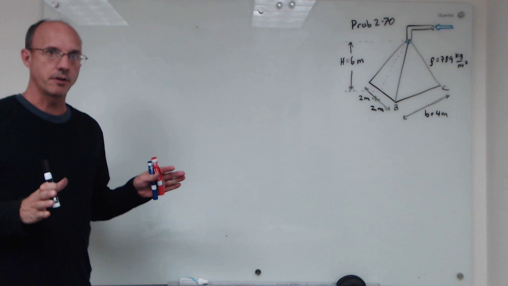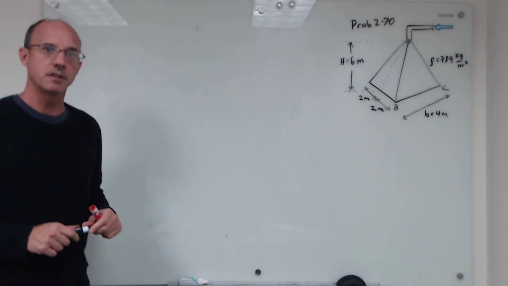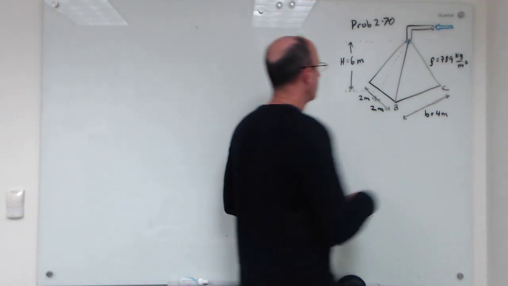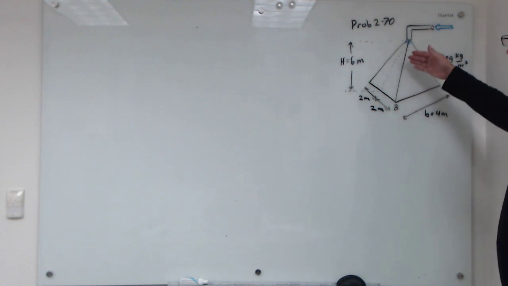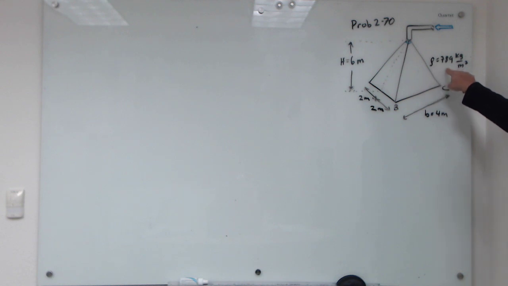All right, so here we're going to work through a hydrostatic force problem. I've chosen problem 270 from your textbook. In this problem, there is a container in the shape of a pyramid, and the container is being filled with a liquid which has a density less than water. It's got a density of 789 kilograms per cubic meter.